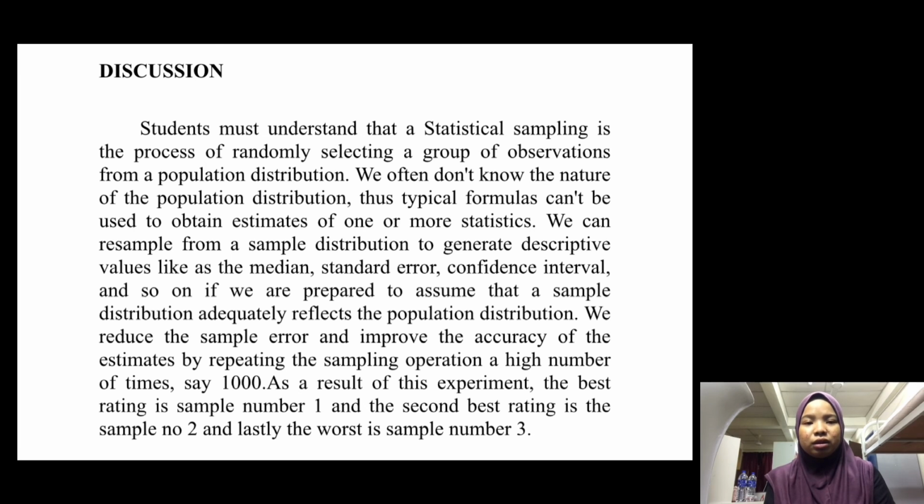As a result of this experiment, the best rating is sample number 1, and the second best rating is sample number 2, and lastly, the worst is sample number 3.